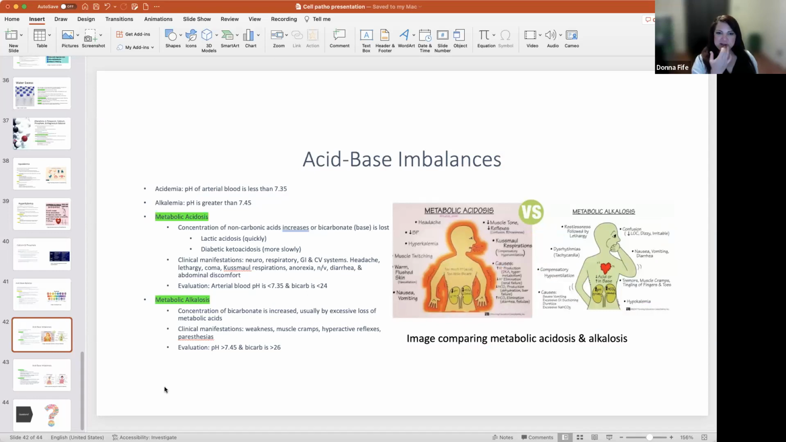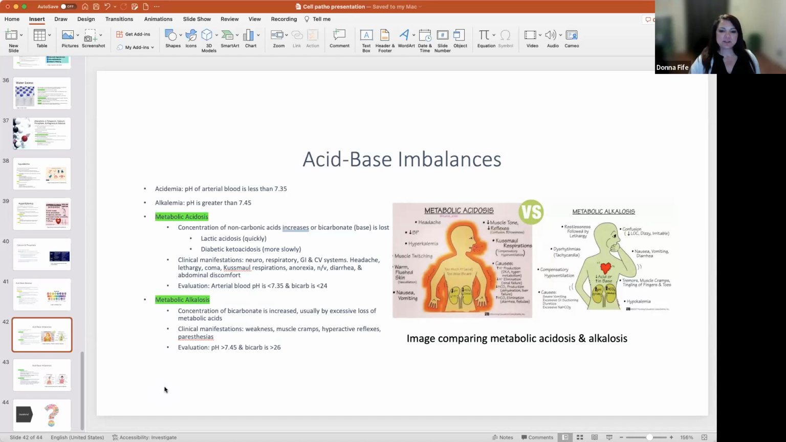Acid-base imbalances. Acidemia is a pH of arterial blood less than 7.35, and alkalemia is when the pH is greater than 7.45. We might have metabolic acidosis or alkalosis. With metabolic acidosis, the concentration of non-carbonic acids increases, or bicarbonate, the base, is lost. With lactic acidosis, this happens quickly. And with the condition of diabetic ketoacidosis, this happens more slowly.